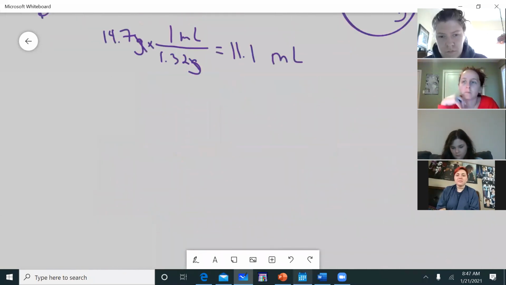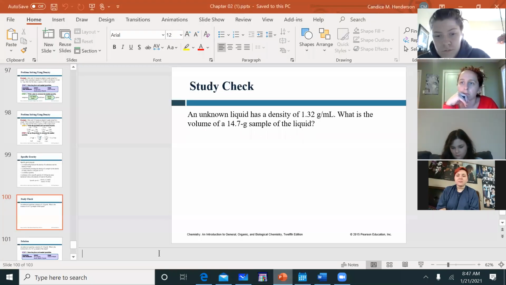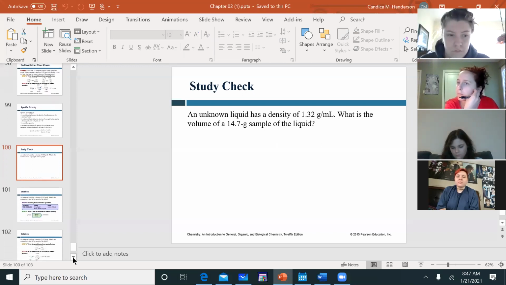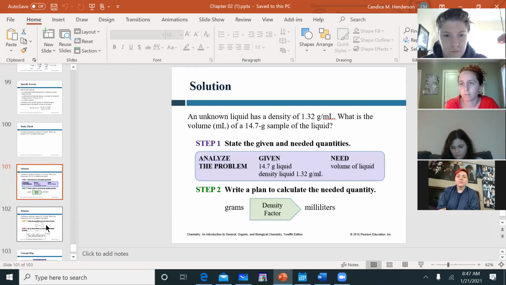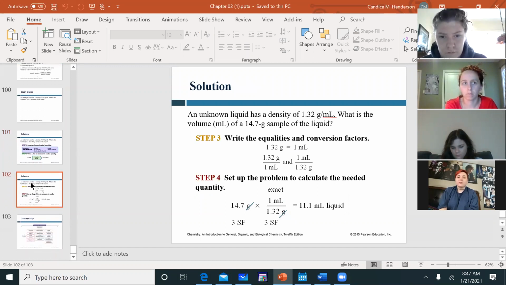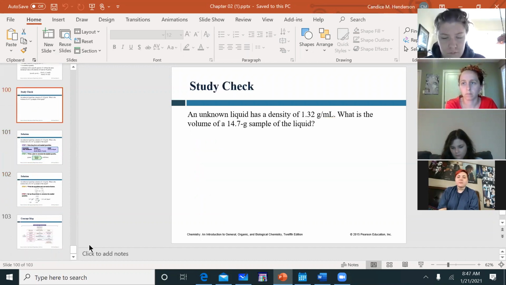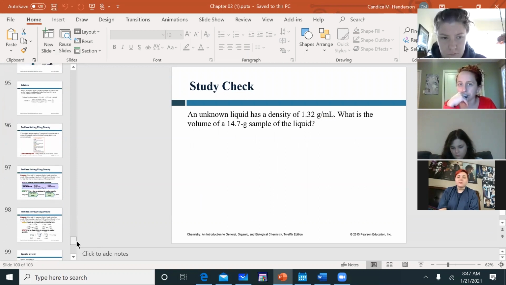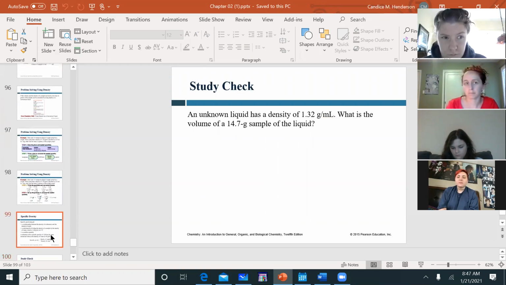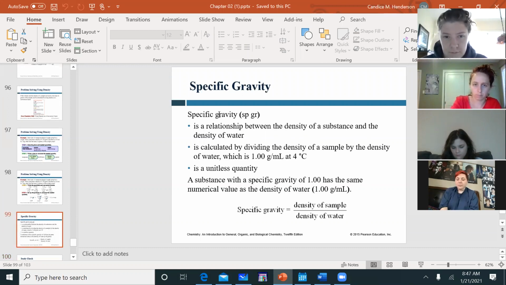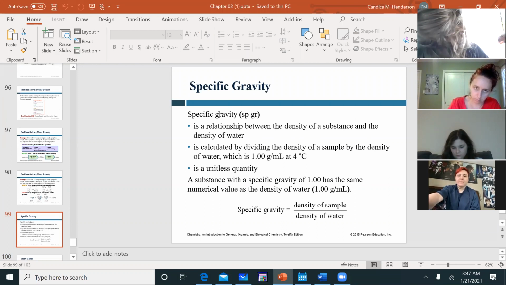So I don't know if the slides have another good example for density. I feel like not. One other thing I want to talk about, and then I'll give you another density problem, is specific gravity. Specific gravity is the relationship between the density of a substance with the density of water. What is the density of water? It is 1 gram per milliliter. So you're just taking your density and dividing it by 1. What it does is it strips your value of its unit pretty much.